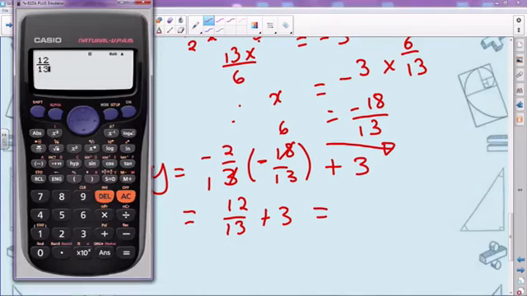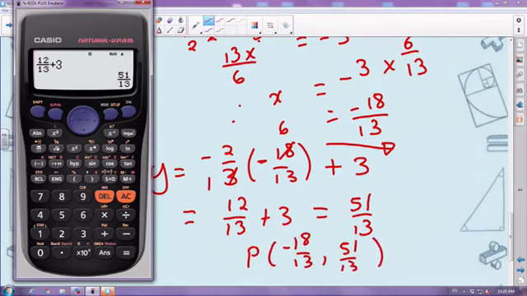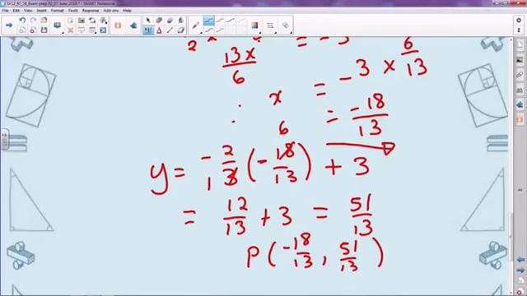So it's 12 over 13 plus 3. And that's going to give me 51 over 13. So therefore, P has coordinates minus 18 over 13 and 51 over 13. You can write this in decimal form if you like, but they haven't stated, so you can leave it in that form.